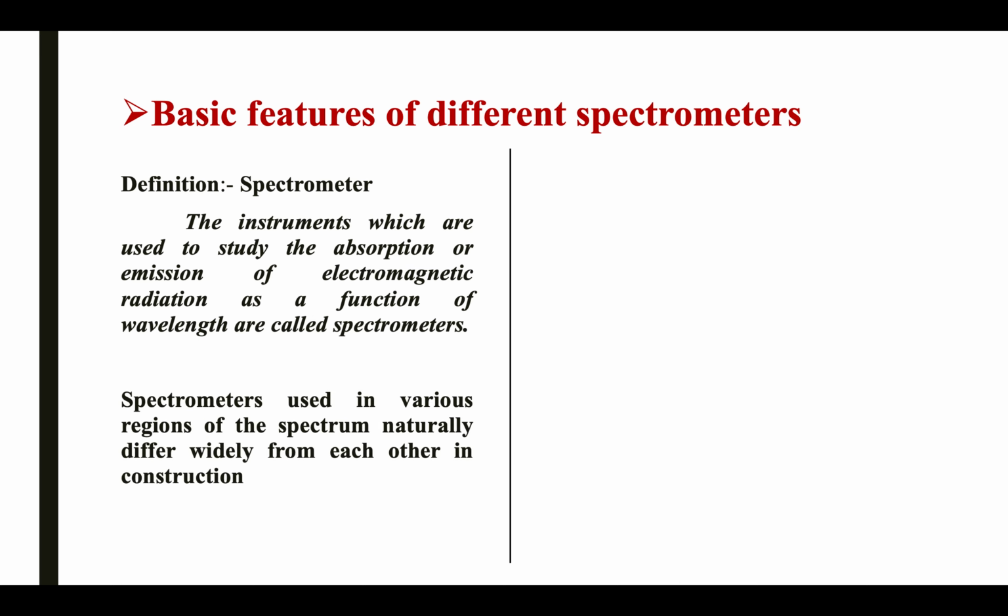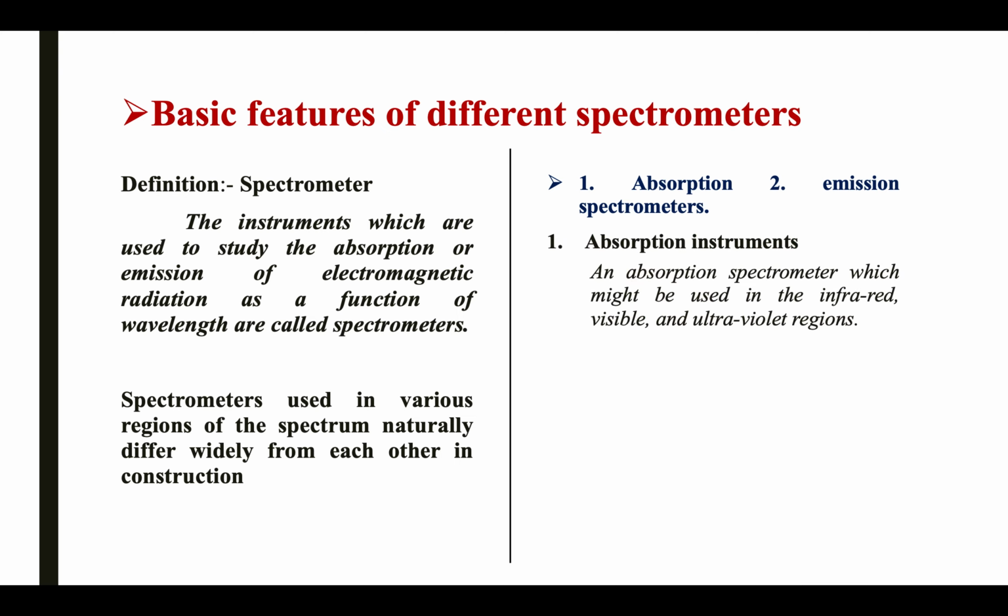The spectrometers used in various regions of the spectrum naturally differ widely from each other in construction. So there are two different types: the major broad regions are absorption spectrometers and emission spectrometers. In this chapter we are going to learn about absorption instruments. So what is an absorption instrument?